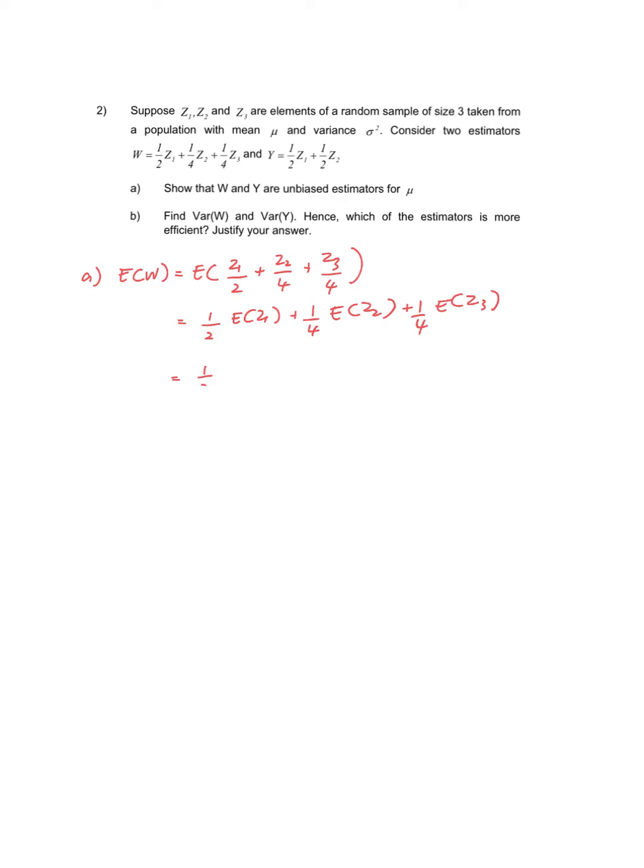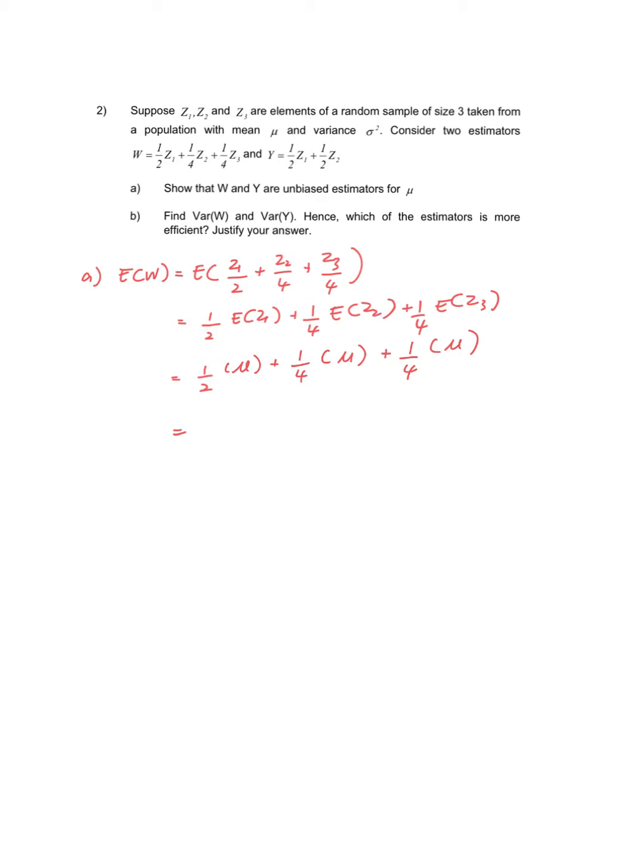Okay, so 1/2 EZ1 kita dah tahu dah. Tadi kita maklumat dia kata Z1, Z2, Z3 random sample of size 3 taken from population with mean mu. Okay, so expected value of Z1 adalah equivalent to mu lah. Okay, so awak ganti sahaja half darab dengan mu tambah dengan 1/4 darab dengan mu also tambah dengan 1/4 darab dengan mu also. And then we simplify.